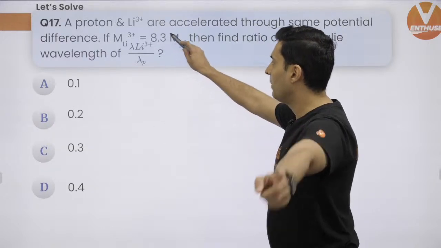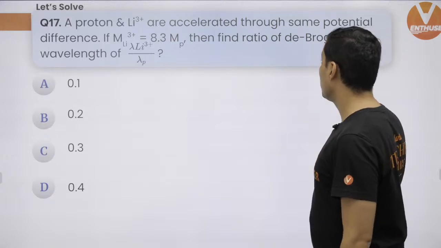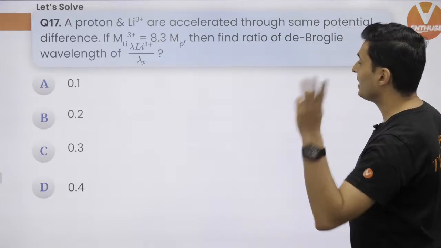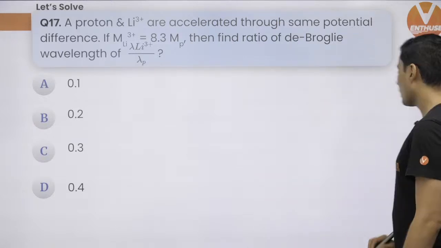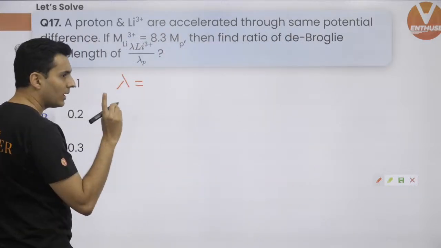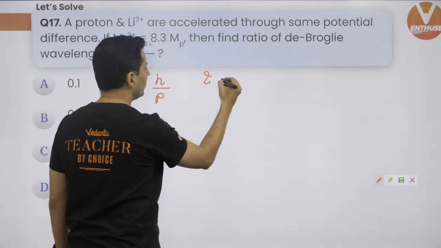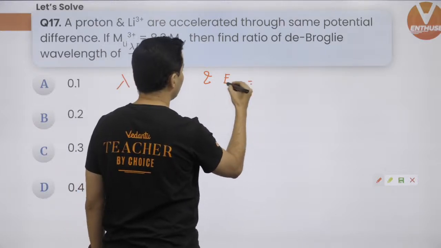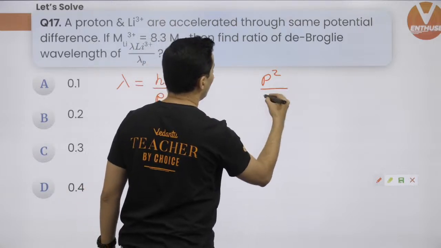And here it comes. A proton and lithium triple positive are accelerated through the same potential difference. If the mass of lithium is 8.3 times the mass of the proton, then find the ratio of the de Broglie wavelengths. Alrighty. So guys, we all know that the de Broglie wavelength is h divided by p. And we also know that energy is nothing but kinetic energy. So kinetic energy is momentum square by 2m.